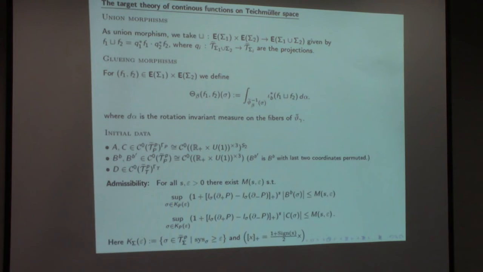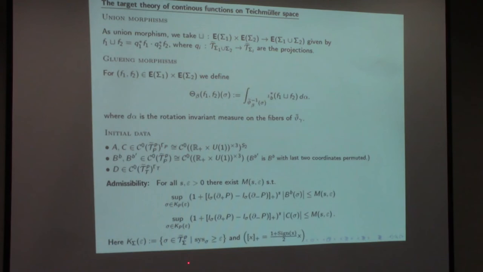And then, here is the precise admissibility condition that these functions have to satisfy. So let's look at that. What it says is that you look at the subset of Teichmuller space for which the systole is bigger than epsilon. So there is no simple closed curve on the surface that has length smaller than epsilon. On that subset, you need to have a uniform estimate that says that if you take 1 plus the positive part of the length of the plus boundary minus the length of the minus boundary, raise that to the power s, and multiply by the absolute value of the B function, that's uniformly bounded, only depending on s and epsilon. So it's uniformly bounded on systole sets.